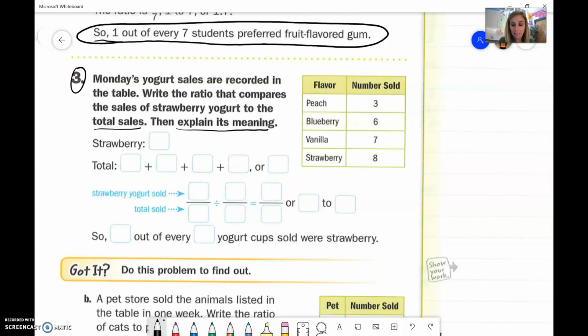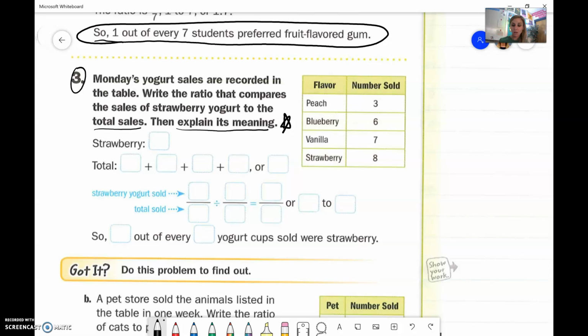Explain its meaning, guys. This is so important. This is something you will see on your homework. You will see this on your quiz. You have to be able to explain what your ratio really means. So for example, out of every 7 students, 1 of them chose fruit bubblegum.